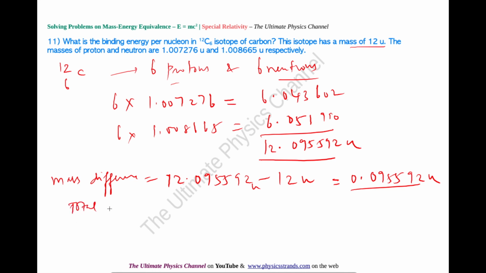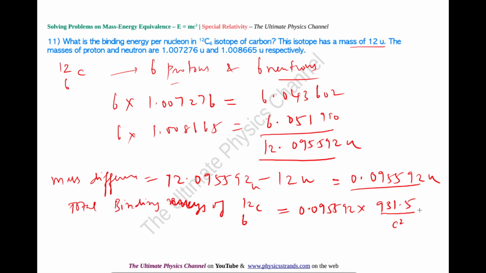And therefore the energy equivalent, in this case called the binding energy to form the nucleus, is the total binding energy of the nucleus 12C6. That is 0.095592 times the energy equivalent of mass 1 U, that is 931.5 MeV over c squared, multiplied by c squared. If I multiply these numbers, I am getting 89.044 MeV.